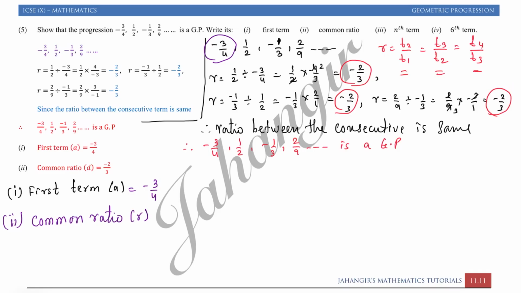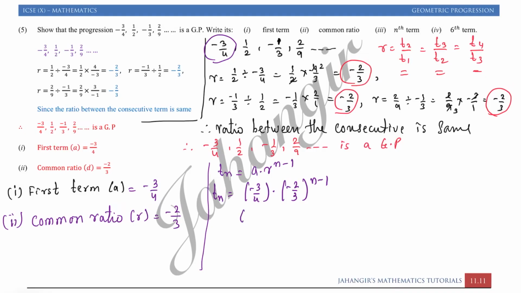That is R, which we can take as minus 2 by 3. We had already found that. For the third part, we have to find Tn. Tn is the nth term, that is A into R raised to n minus 1. So here our task will be a little bit complicated. So minus 3 by 4 into minus 2 by 3 raised to n minus 1. So how will you arrange this?